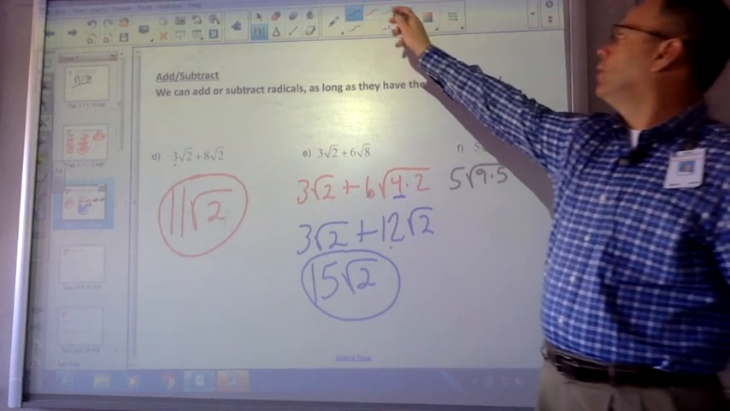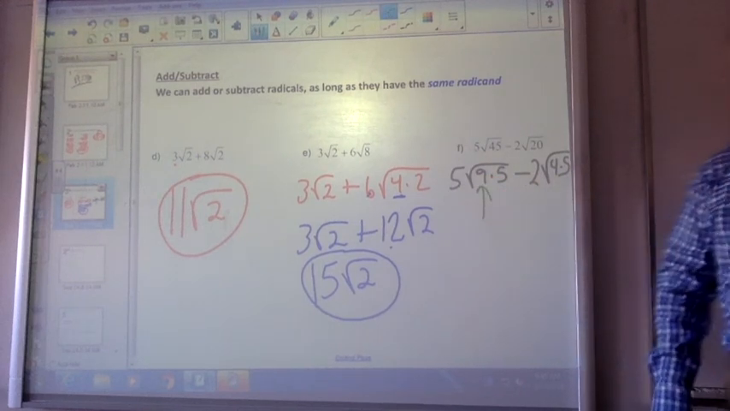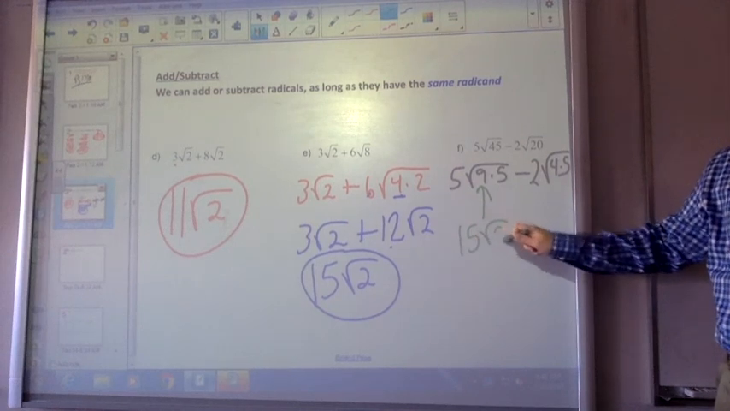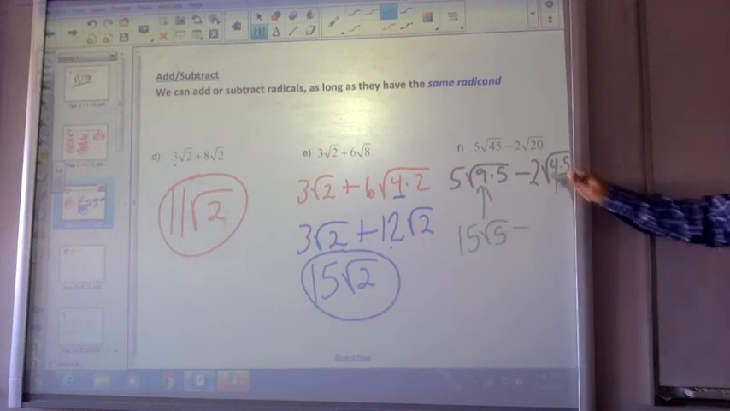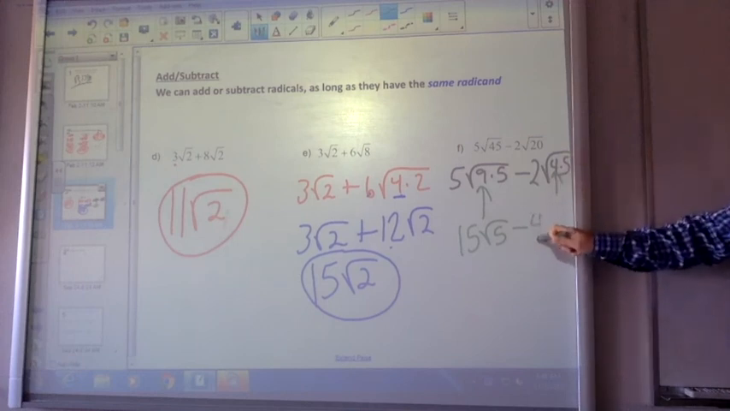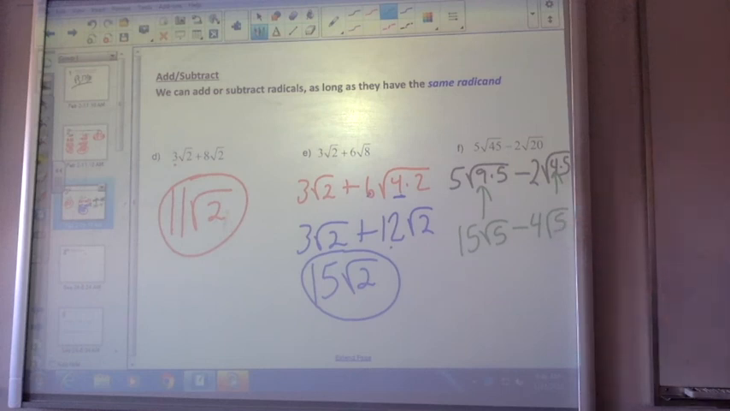Okay. What is the square root of 9? 3. So 3 times that 5 gives me 15 square root 5. Minus, what's the square root of 4? 2. Negative 2 times 2 is negative 4 root 5. It's not done yet, but you would see why that happened that way. Took the square root, and then I multiplied whatever the square root of that number was to the outside.